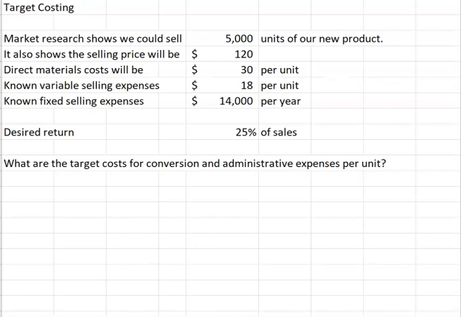Let's take a look at how target costing works. With target costing, we know what our sales are going to be, and a lot of times that's because it's already a competitive market, and so the price is determined. Then we need to figure out how to make that product so that we can generate a certain target profit, desired return, given what our sales proceeds are going to be, because our sales needs to cover all of our costs and generate that desired return.